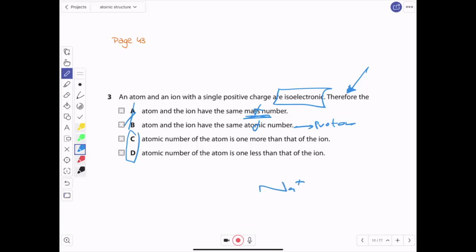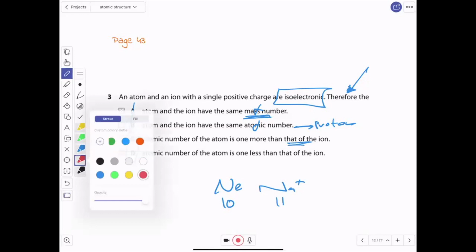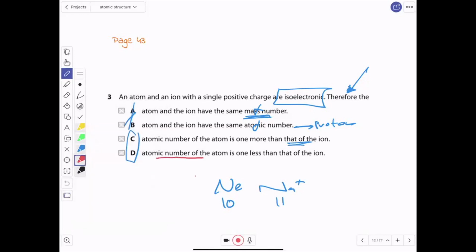Take Na plus, right? And take Ne. So atomic number of the atom is 1 more than the ion, right? That doesn't work here because the atomic number of neon is 10. The atomic number of sodium is 11. All right, so atomic number of atom is 1 more, is the other way around, isn't it? It should be the atomic number of the atom is 1 less than that of the ion.